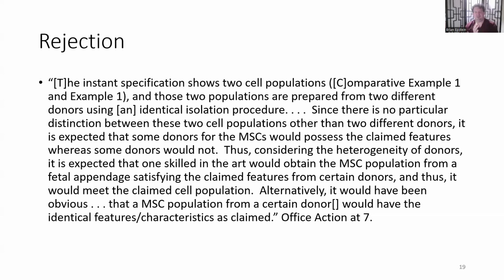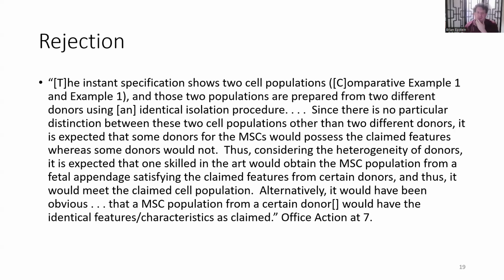That's not quite right, but it's close enough. Thus, considering the heterogeneity of donors, it is expected that one skilled in the art would obtain the MSC population from a fetal appendage satisfying the claimed features from certain donors, and thus it would meet the claimed cell population. Alternatively, it would have been obvious that a MSC population from a certain donor would have the identical features/characteristics as claimed. Okay.